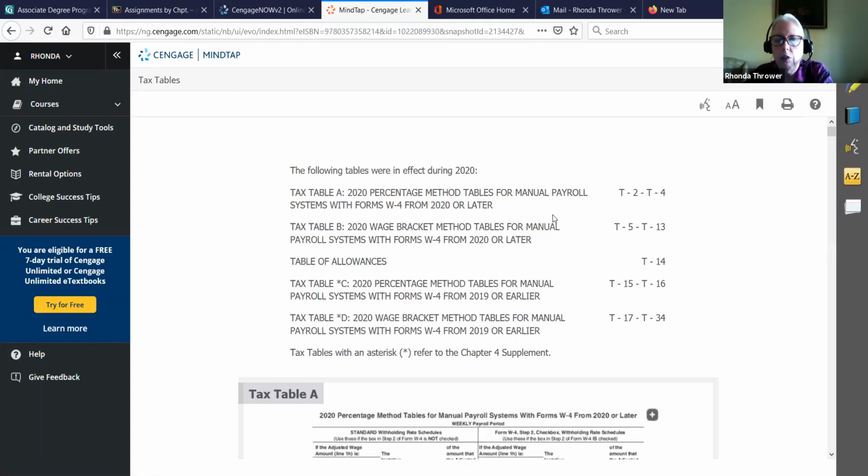So when you click on that link, it's going to take you here, and this gives you an outline of where the tables are in your textbook. So if you have a hard copy of the textbook, they're found at the end of the textbook. Right at the very end, they've got a hard copy of these for you to look at. Since I don't have a hard copy to show you right here, I'm going to show you how you can find them right here online.